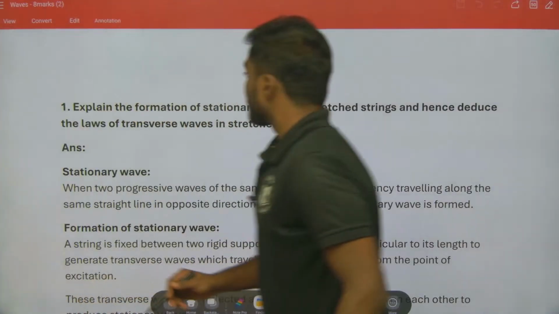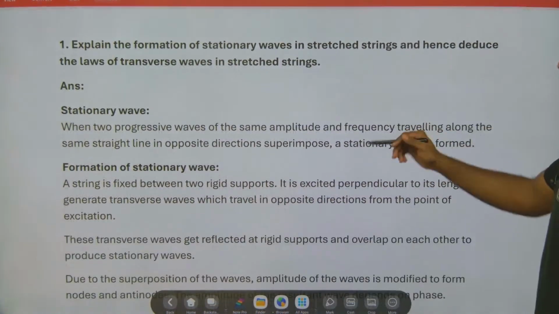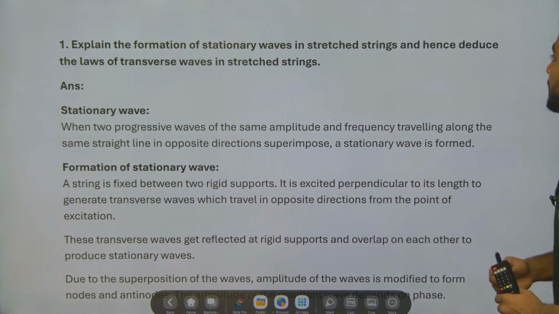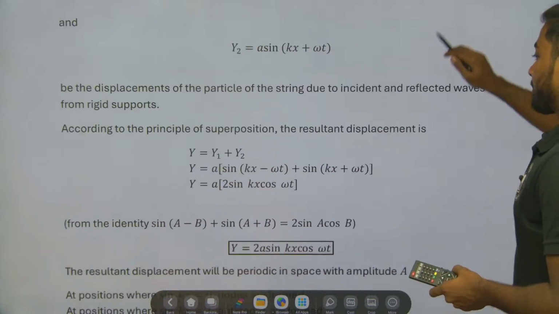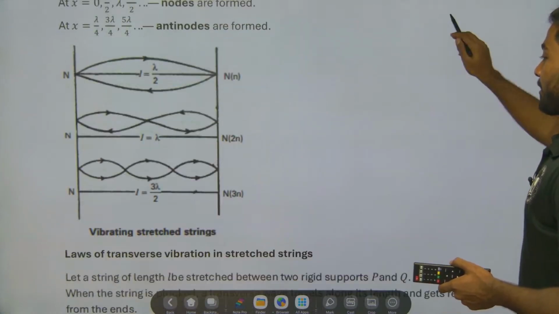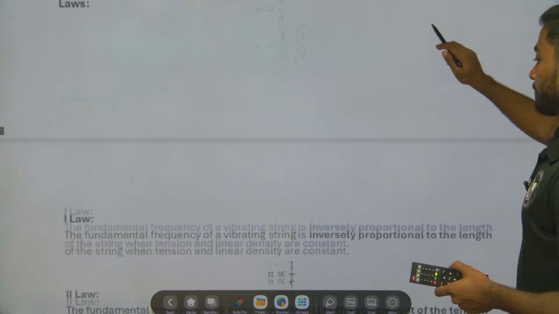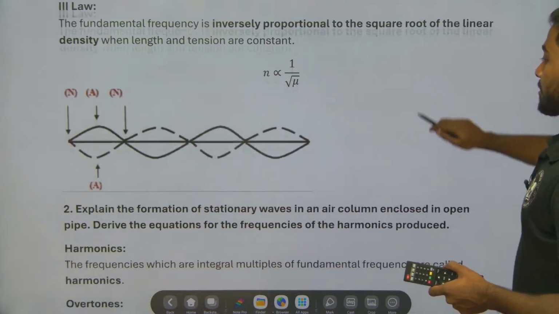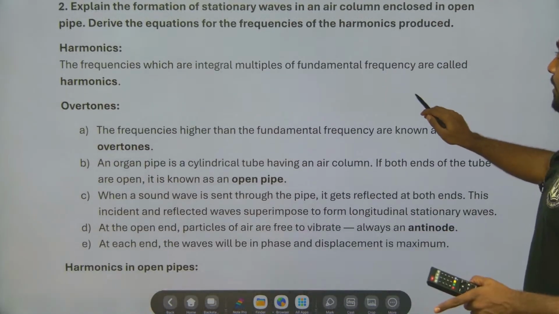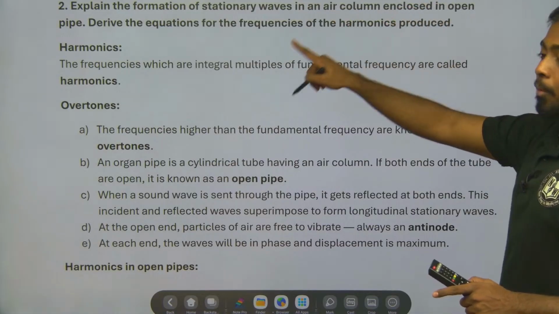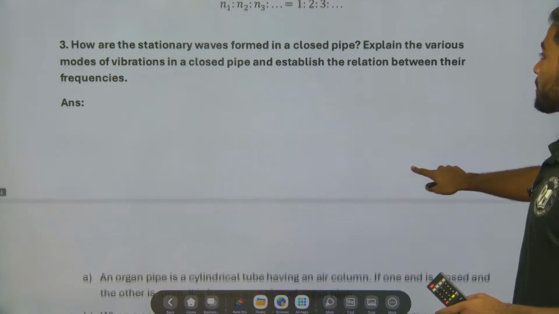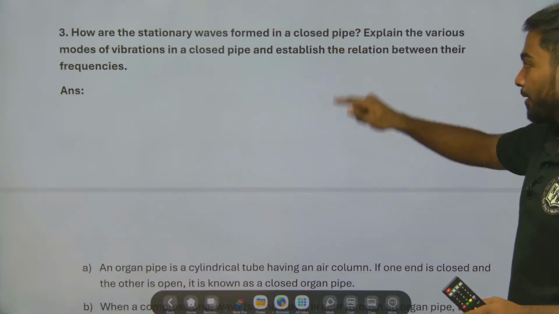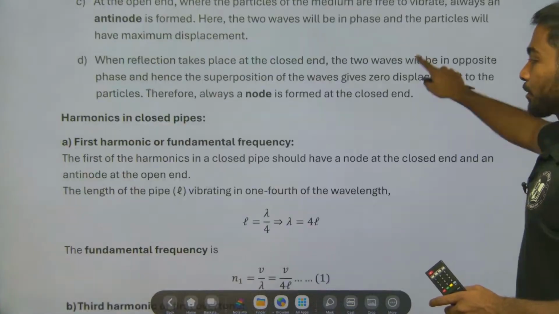The first question we have completed, that is: explain the formation of stationary wave in stretched string and hence deduce the law of transverse wave in stretched string. The second question is: explain the formation of stationary wave in air column enclosed in open pipe. And we have discussed the third question also, which is a closed pipe. Now we will go into the fourth question.